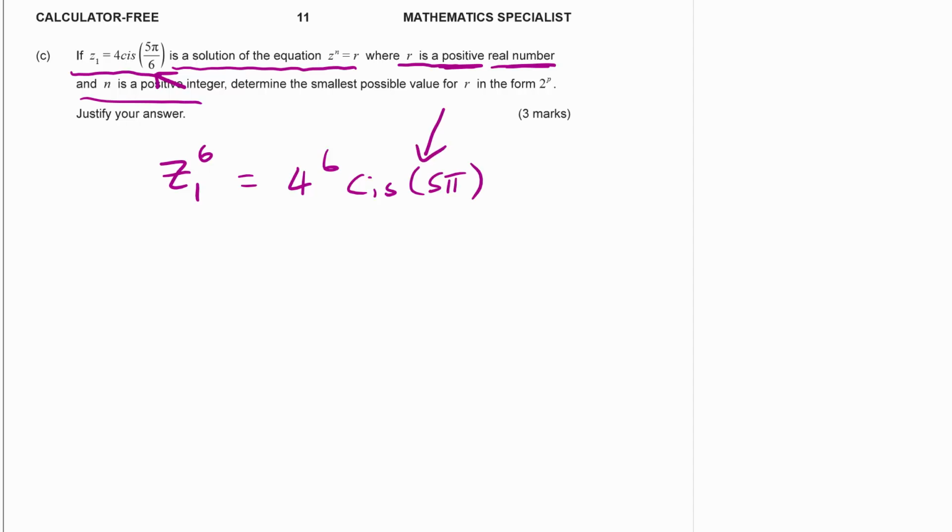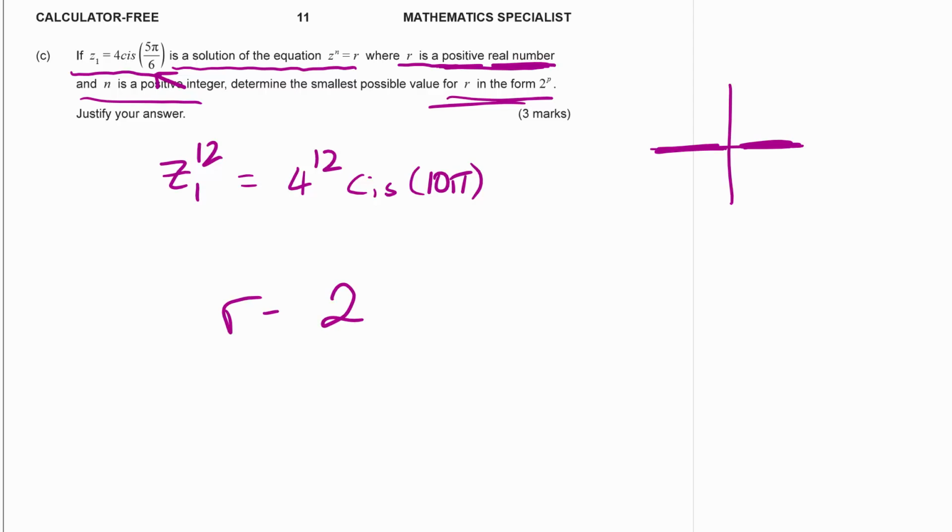The problem is that 5 pi is over here, so that would be a negative real number. So what we really need is to go to 12, and then what we would have is cis 10 pi in here, which is going to be out here and therefore positive. So that 4 needs to be to the 12. Now the r needed to be in the form 2 to the r, 4 to the 12 is the same as 2 to the 24.